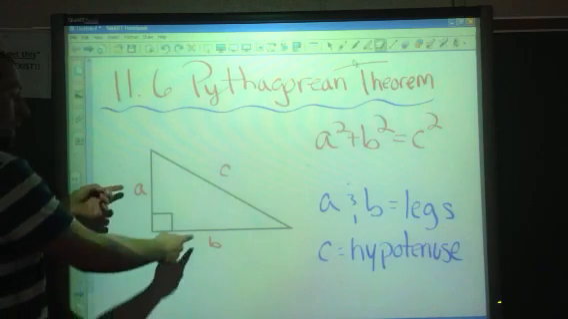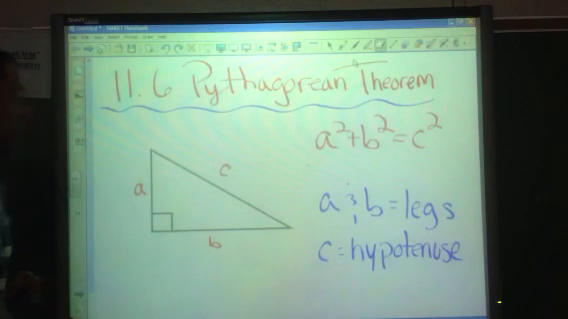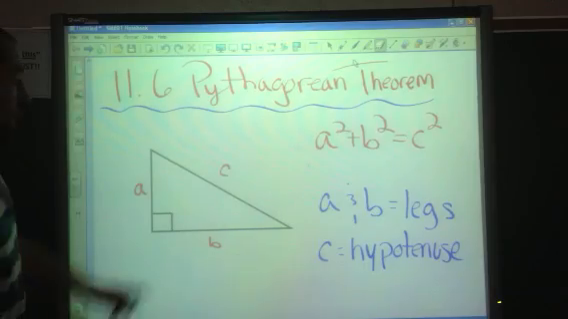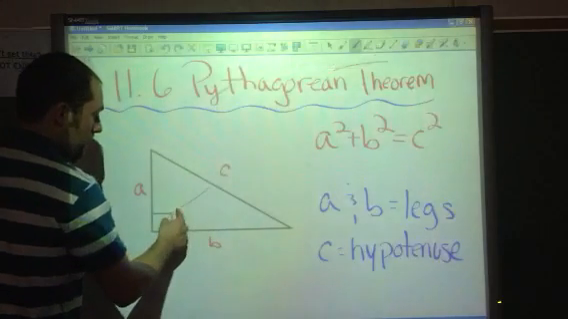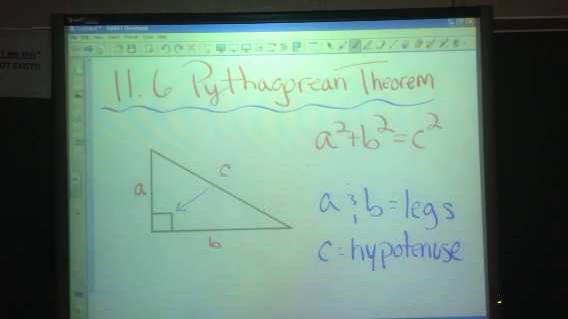A and B are represented as what we call our legs. And C is what we call this crazy word. Why it's called hypotenuse, I really have no idea, but C is my hypotenuse. And just to keep in mind, C is always opposite our right angle, our 90-degree angle.